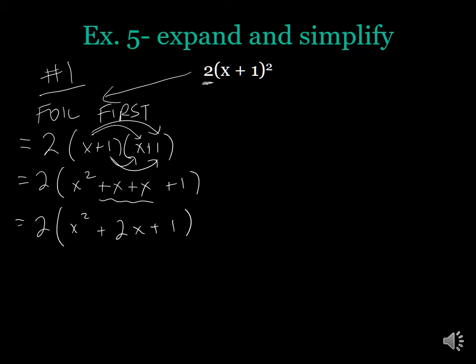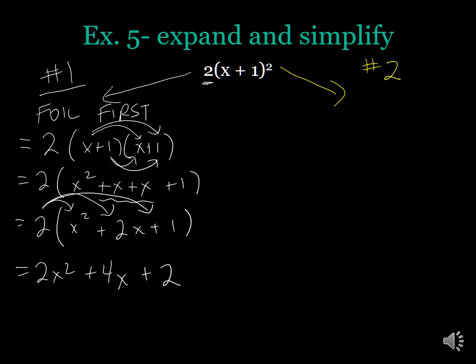So just like during the review unit, you see a number out front of the brackets, you multiply in. So 2 times x squared gives you 2x squared. 2 times 2x gives you 4x. And 2 times 1 gives you 2. Done. So there's one way of doing it. Another way of doing it, so we'll call this method number 2. This would be someone that wants to distribute first.